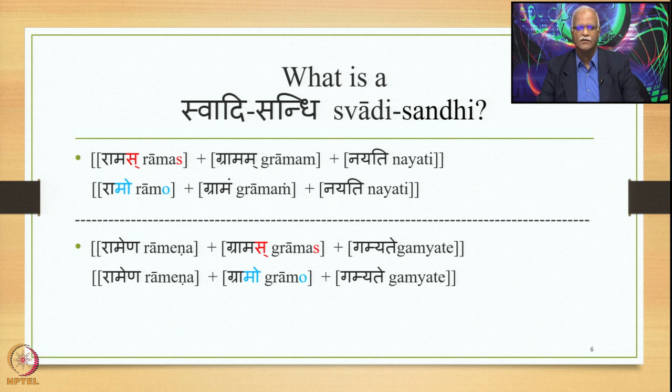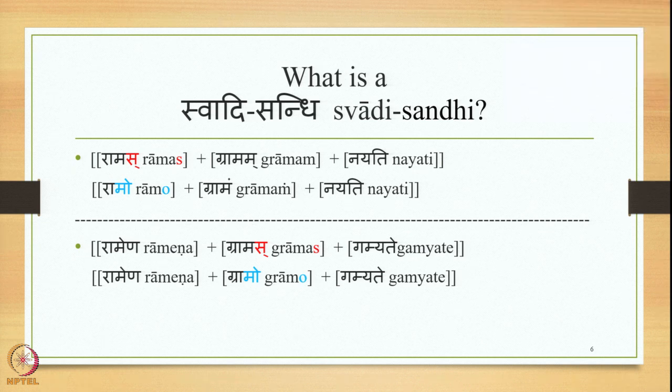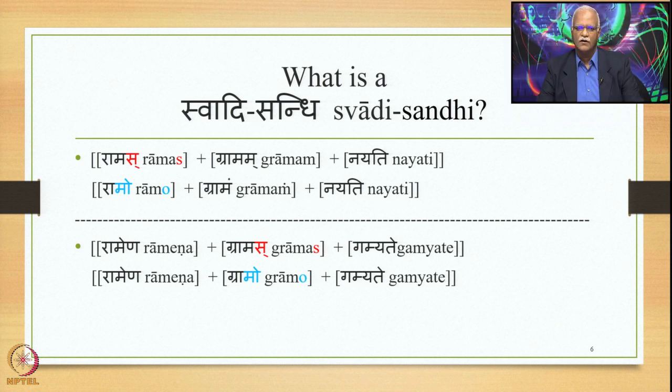So what is a svādi sandhi once again? If you have ramas plus gramam plus nayati, three padas where sa occurs at the end of the first pada followed by ga in the second pada, this sa gets substituted by ru first, then u, then a and u get substituted by o, and so we have ramo gramam gacchati or nayati. Similarly, ramena gramas gamyate. Once again, sa comes at the end of the second pada followed by ga in gamyate. So the same process happens and sa is substituted first by ru, then by u, then a and u get substituted by o, and we have ramena gramo gamyate as a sentence.